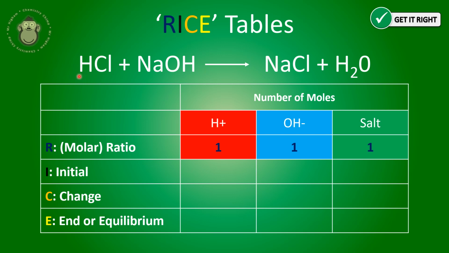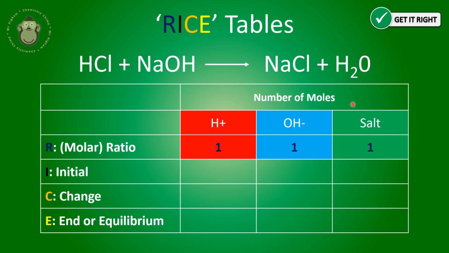So basically, the acronym RICE or ICE stands for the molar ratio, the initial number of moles, the change in the number of moles, and then the number of moles that we have at the end, or at the point of equilibrium. So we have moles of reactants on the left hand side of the arrow and moles of the products on the right hand side of the arrow.